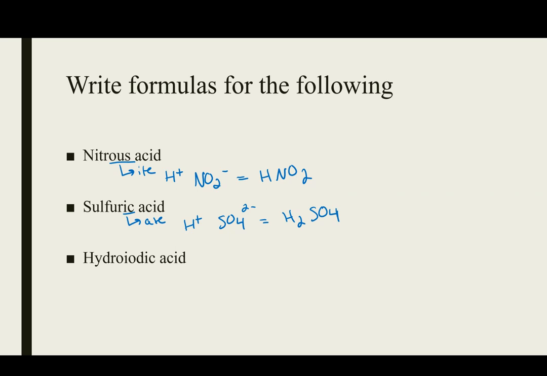And then lastly, we have hydroiodic acid. So if you see the word hydro in a name, that means that there is no oxygen in that formula. So we still start with hydrogen because it's an acid. And then iodic tells me my anion is iodine. So again, +1 and -1, so they just cancel, so it's just HI.